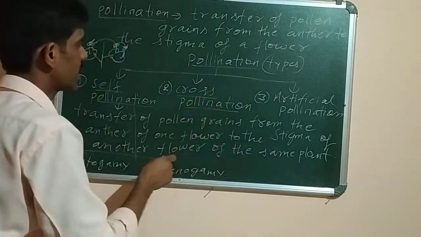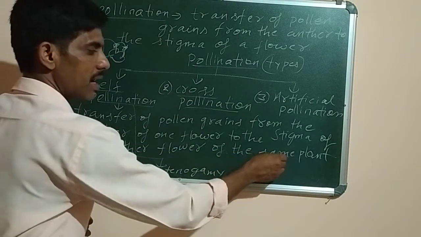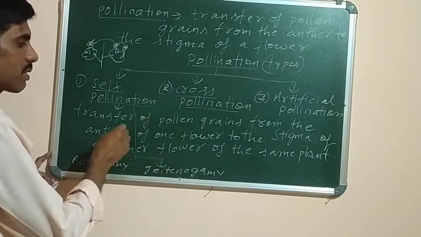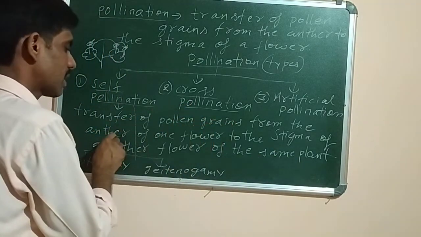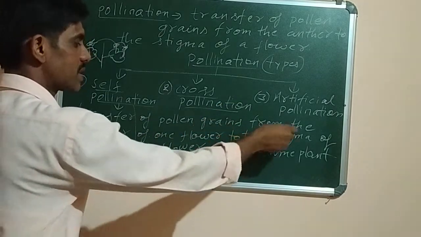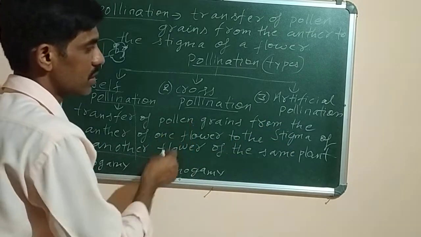Cross-pollination means the same definition, but here it is not flowers of the same plant. No, 2 different plants should be there. So in cross-pollination, it is the transfer of pollen grains from the anther of one flower of one plant to the stigma of another flower of the other plant. That is known as cross-pollination.